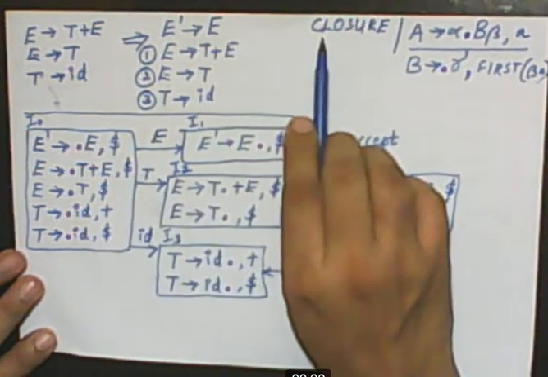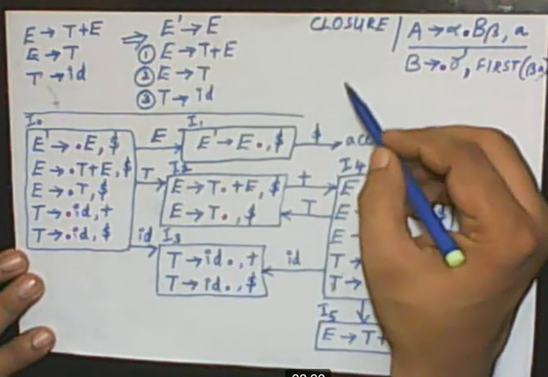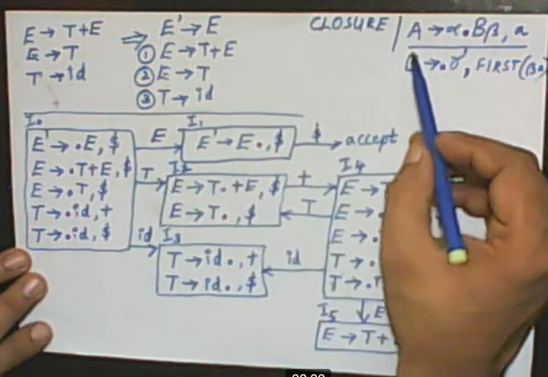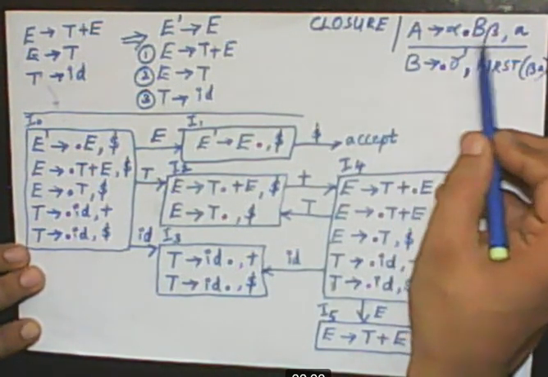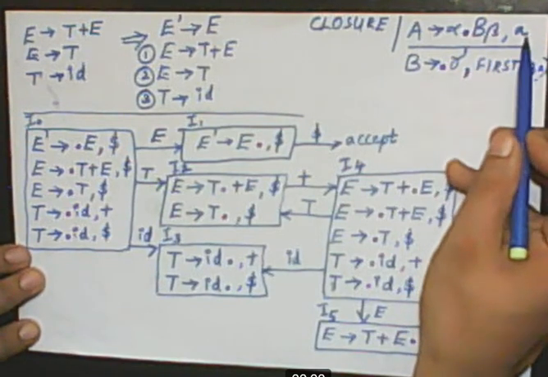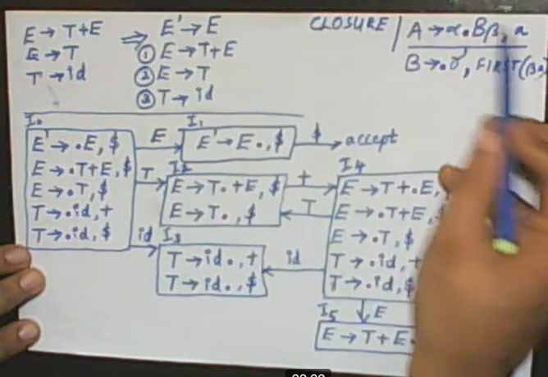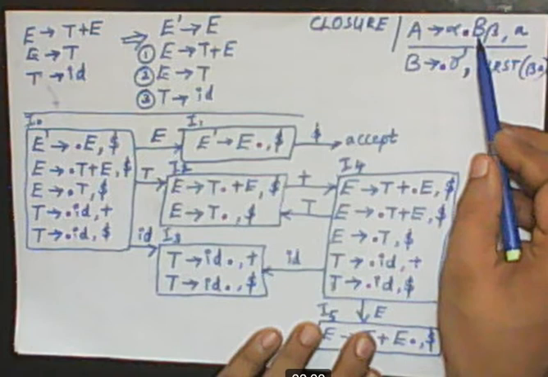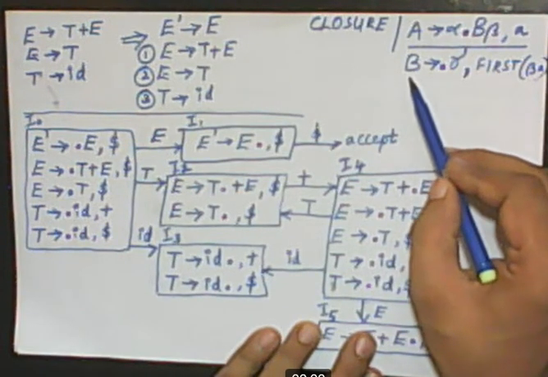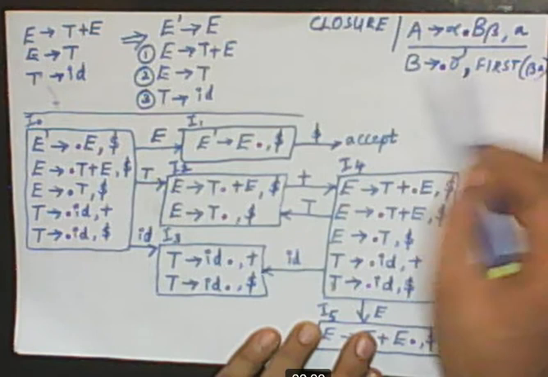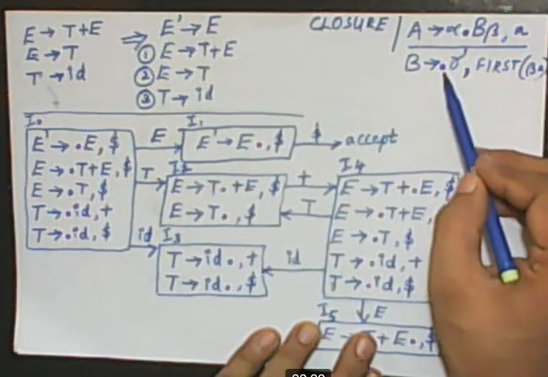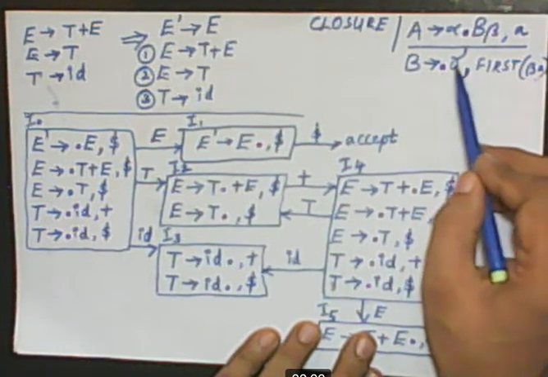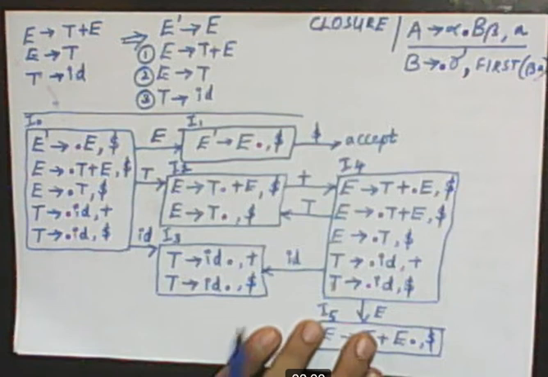So while finding the closure in this canonical LR1 collection that you are going to prepare, you will have this LR1 item: A gives alpha dot B beta comma a. This part is LR0 and this is the look ahead. Whenever after the dot you get a non-terminal, you add all the productions with this non-terminal on the left hand side, with the dot on the left end of the right side. So B gives dot gamma, which is again a combination of terminals and non-terminals.